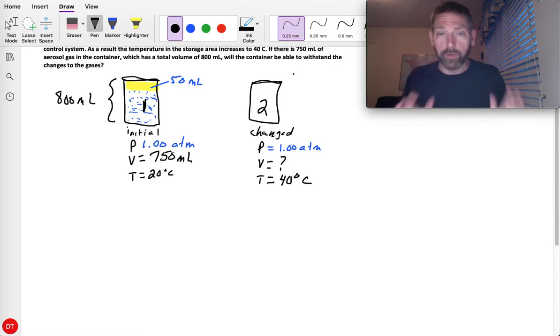Regardless, they're going to push out because we have an increase in temperature, right? So we already have looked at the relationship between pressure and temperature, right? And so with Gay-Lussac's law, we expect that we should get a final answer that is greater than 750 milliliters. The question is how much greater will it be?